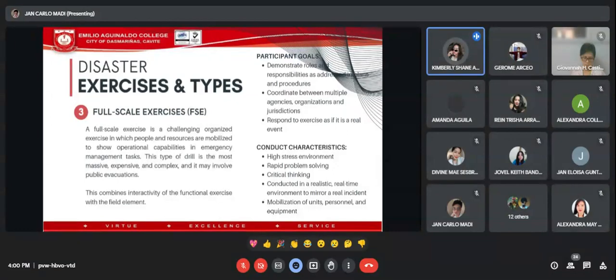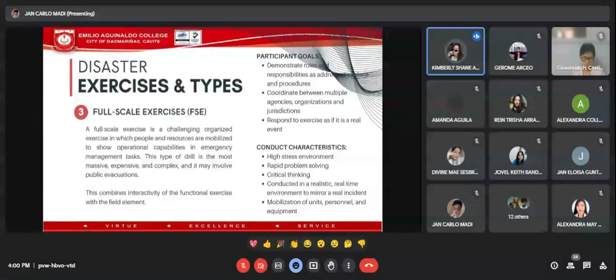And it may involve public evacuations. So dito, sinasama na yung functional exercise, tsaka yung field element. Kumbaga, talagang isisimulate niya yung kung ano nangyayari kapag merong disaster.